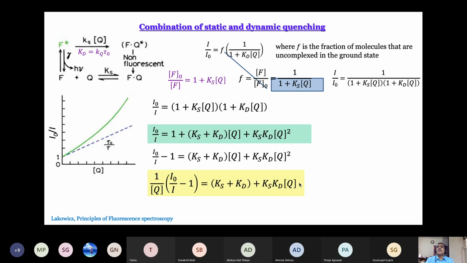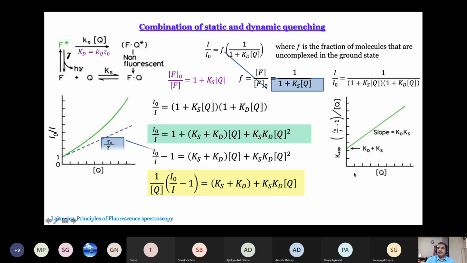It is just that Q concentration is there on both the sides, one in the numerator, one in the denominator. That's hardly a problem. So now when we plot this, the left hand side is called K apparent. This K apparent is given by I0 by I minus 1 divided by concentration of Q.